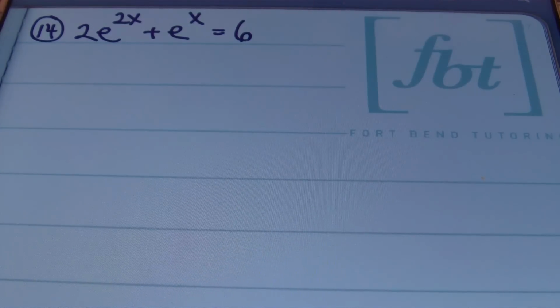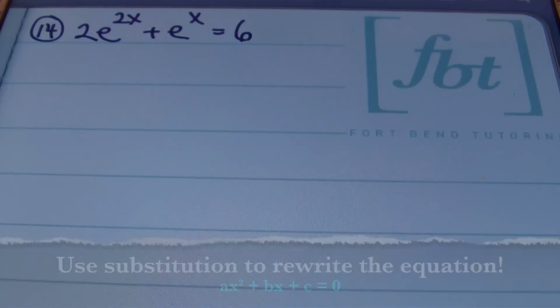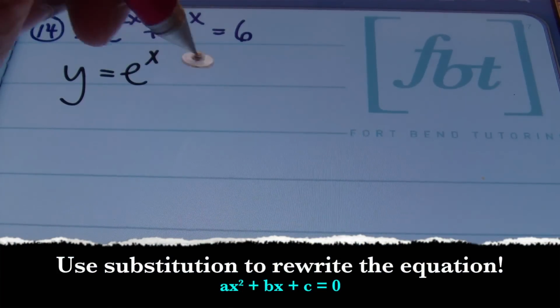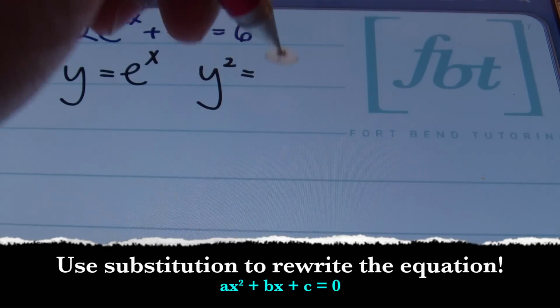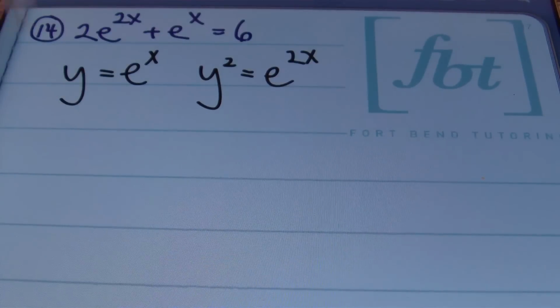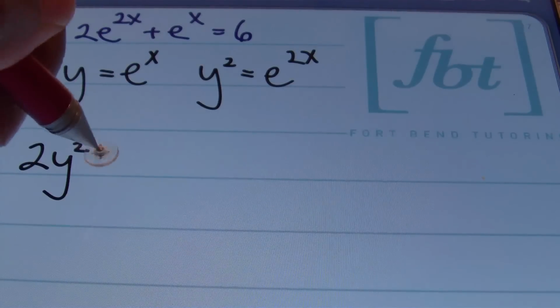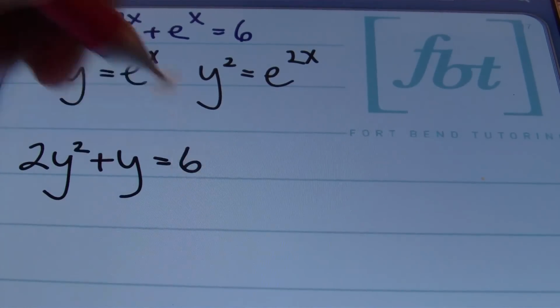In problem number 14, we have 2e to the 2x plus e to the x equals 6. In a situation like this, we can use a quadratic process in order to solve it, especially if we're going to use substitution. I'll state that my y is equivalent to e to the x, and that y squared, therefore, would be e to the 2x. So let's go ahead and substitute these values in and then set our equation equal to 0. So I'll rewrite it as 2y squared plus y equals 6.